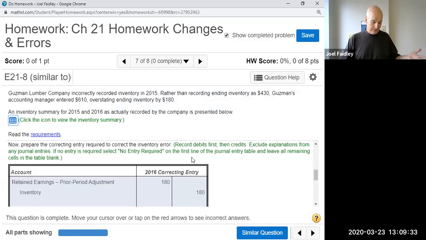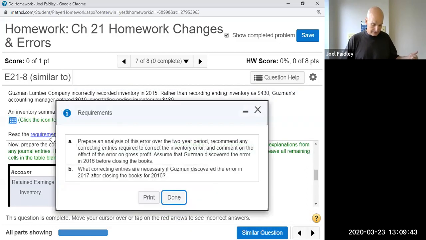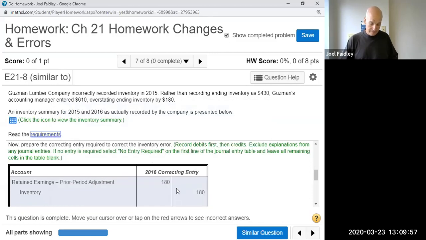Now prepare the correcting entry to correct the inventory error. Where does it actually say, though, when you found the error? I guess you didn't find it till the end. There it is. Guzman discovered the error in 2016 before closing the books. I guess that's closing the books for 2016. All right, so 2015, the assumption here is the books are closed. So that's why we're making an inventory adjustment, aren't we? By $180. Take it out of inventory, put it to retained earnings, ignoring tax.